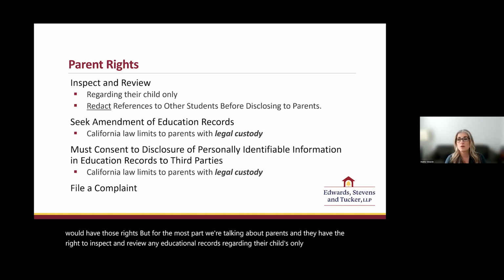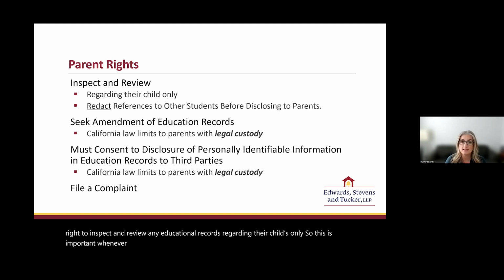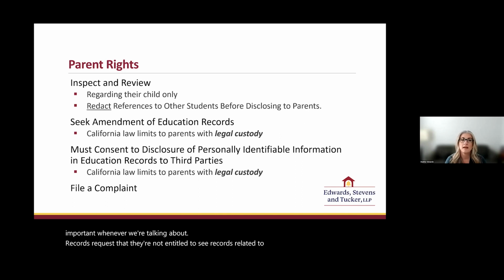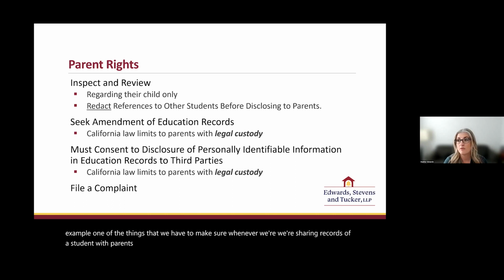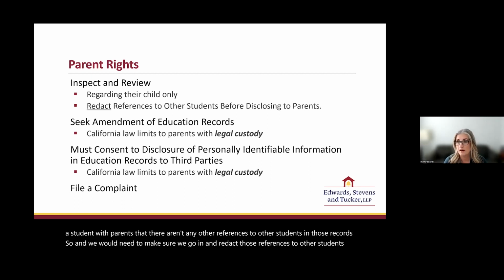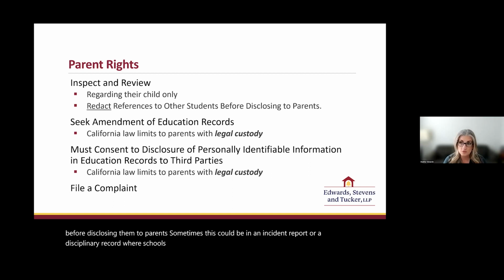This is important whenever we're talking about records requests, that they're not entitled to see records related to other students. For example, one of the things we have to make sure of whenever we're sharing records of a student with parents is that there aren't any references to other students in those records. We would need to go in and redact those references to other students before disclosing them to parents. Sometimes this could be in an incident report or a disciplinary record where schools may refer to other students by name.